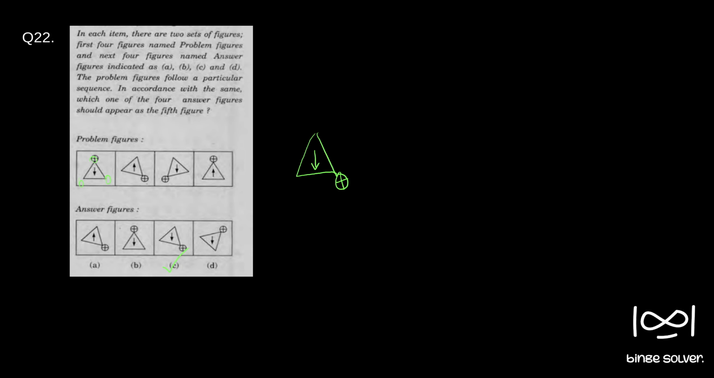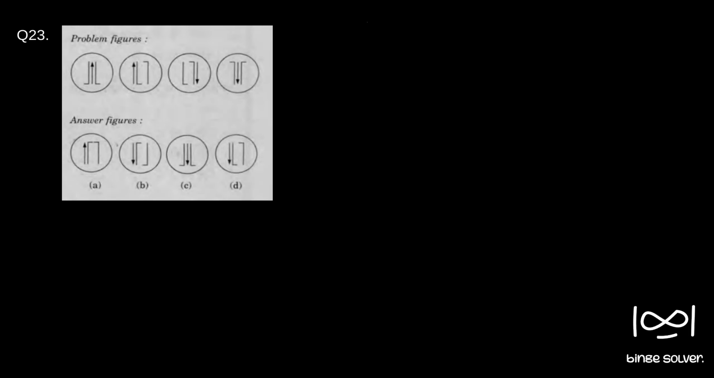Next question, question 23. Problem figures, answer figures. So it is same as before. So we need to identify the pattern. If you see, the arrow is here, it goes to the left side and then goes to this side and then goes to the center.